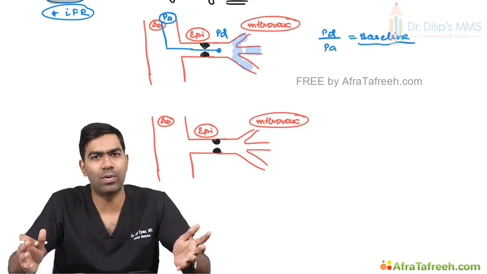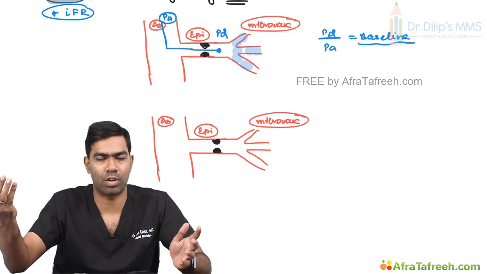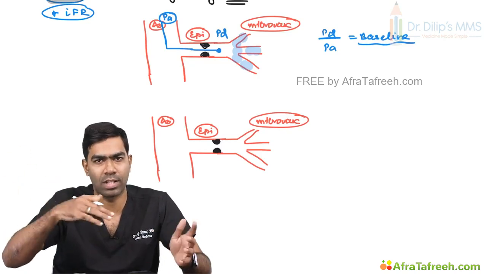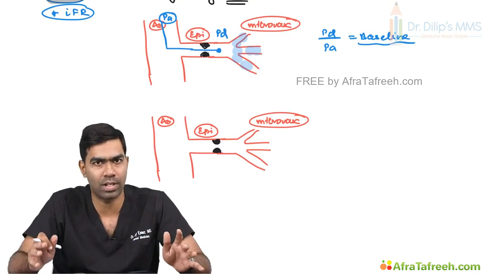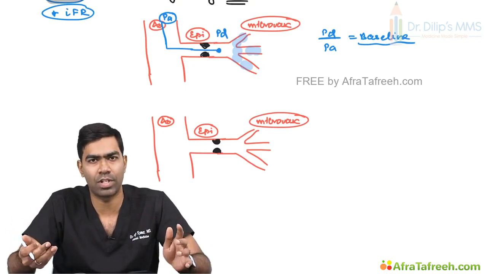And that must be ideally equal to 1, basically because the proximal pressure must be equal to distal pressure, so that there is equal pressure. Ideally, it must be equal to 1. That's a baseline pressure. But during the times of stenosis, it might be different.